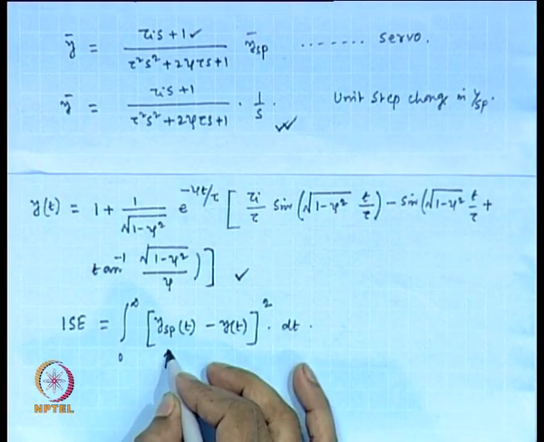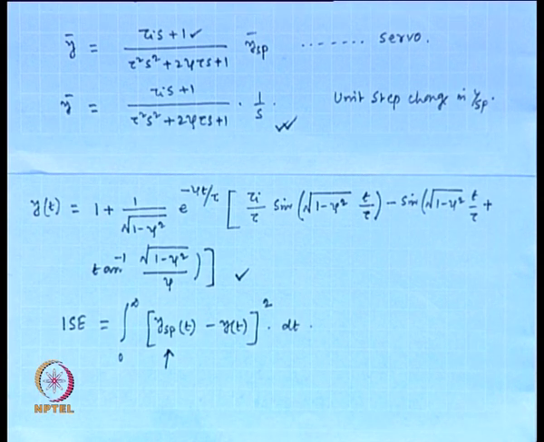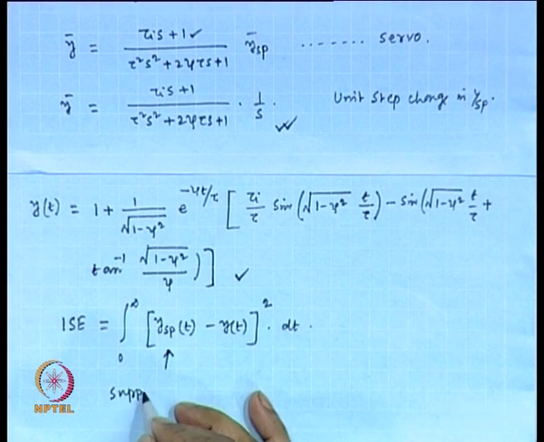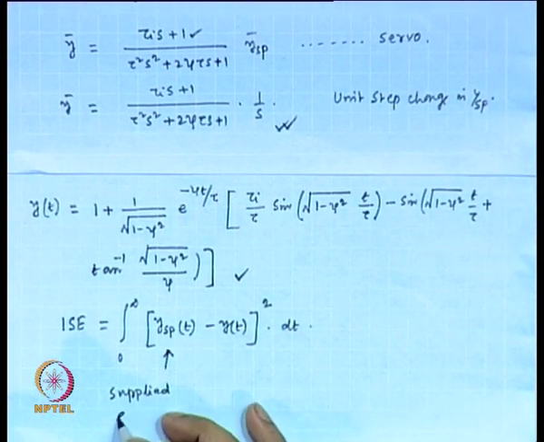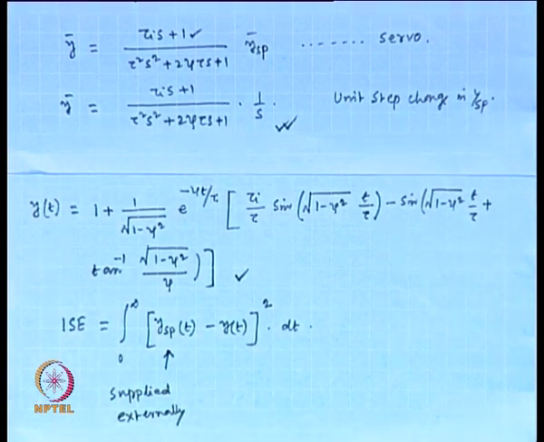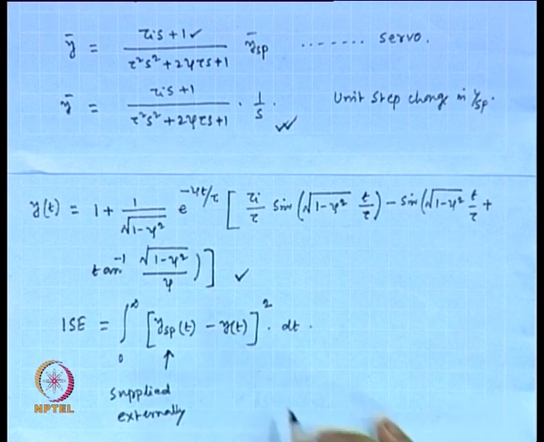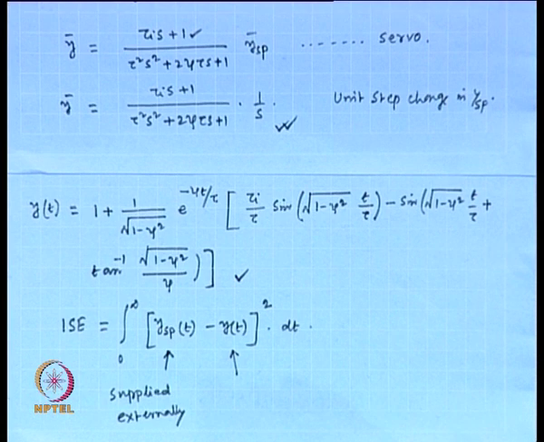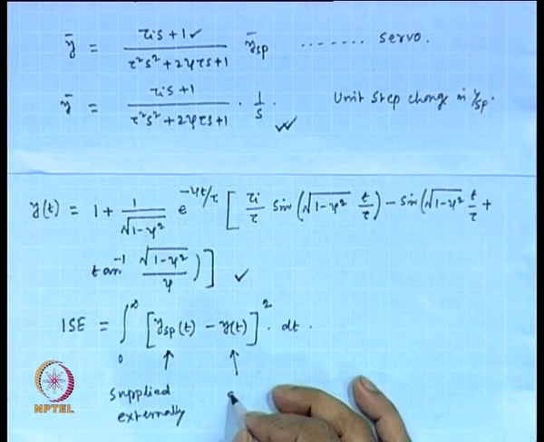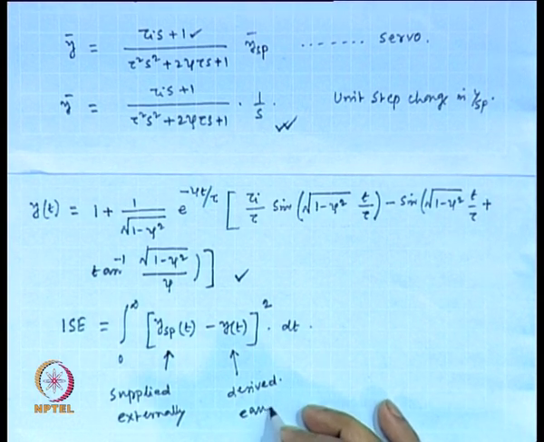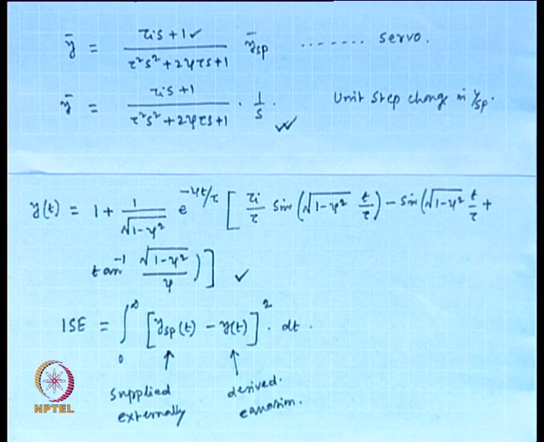This y set point(t) is supplied externally by the person who is in charge of operation, and the expression for y(t) we have derived. So, for y(t) you use the derived equation. Fine.